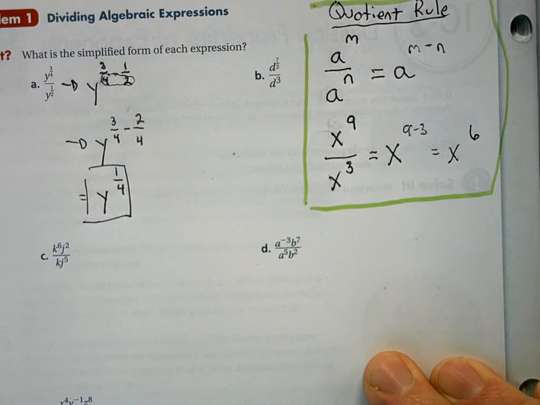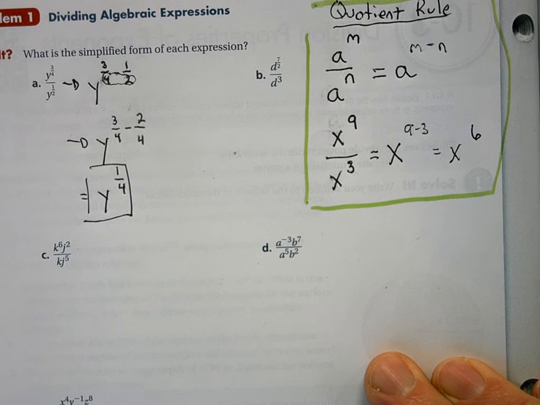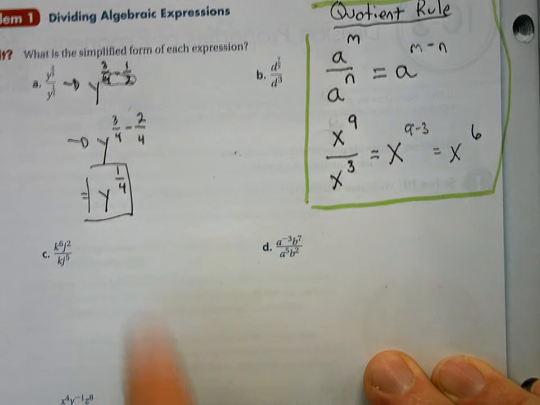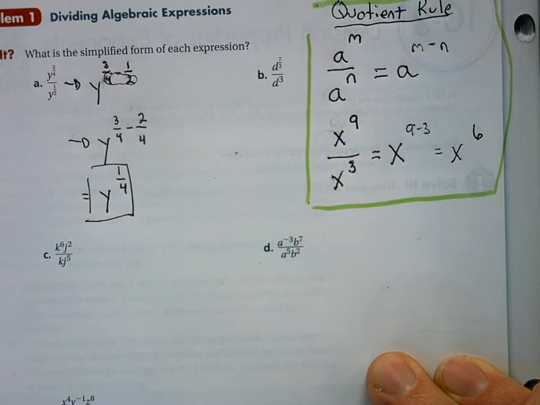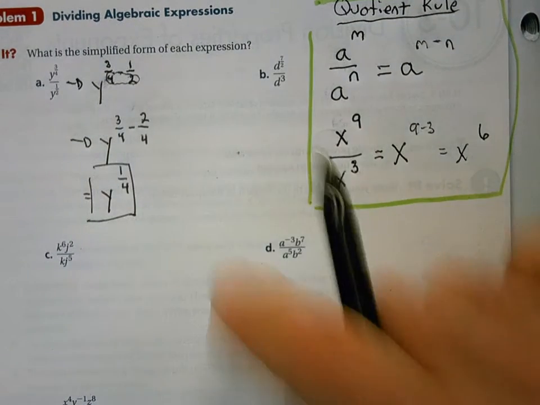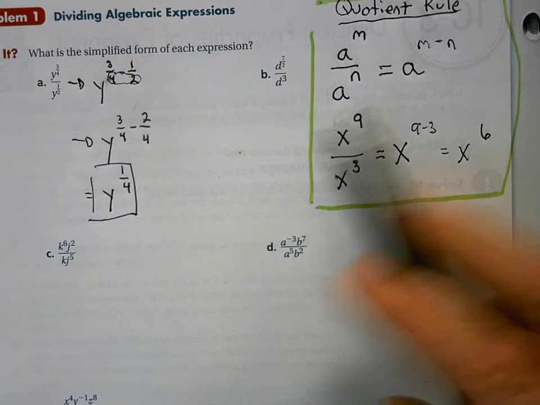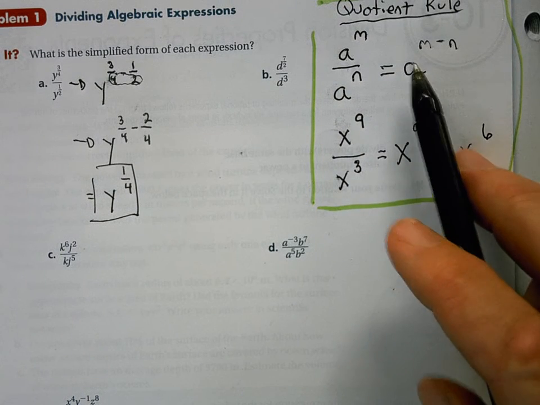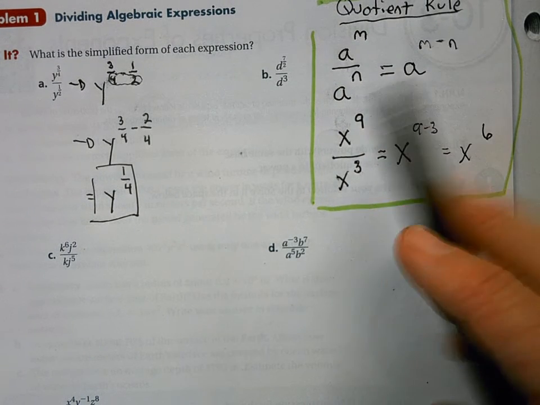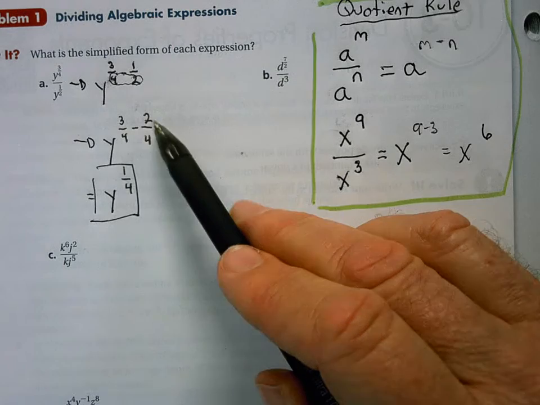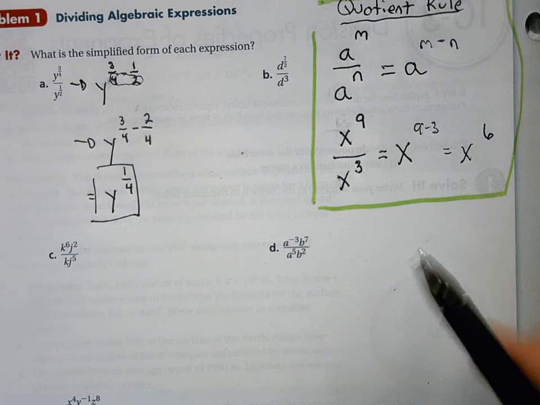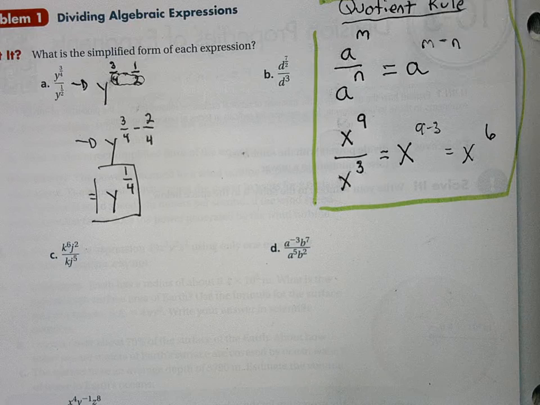So y to the 3/4 power divided by y to the 1/2 power, when we simplify it, becomes y to the 1/4 power. All right, so you guys will just realize that when you're using the quotient rule, you subtract the exponents. It does not matter if the exponents are fractions or if they're whole numbers or negative numbers. And we'll look at all cases.